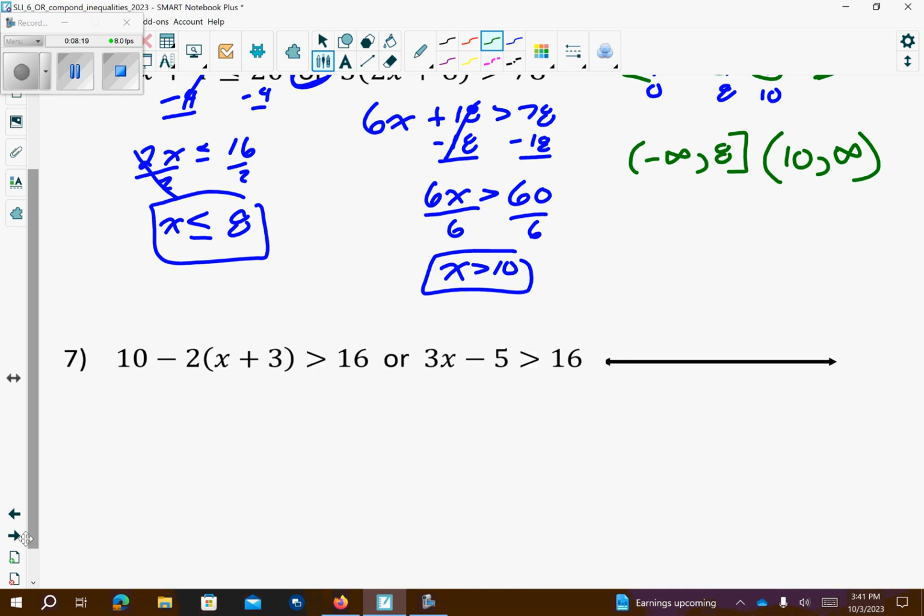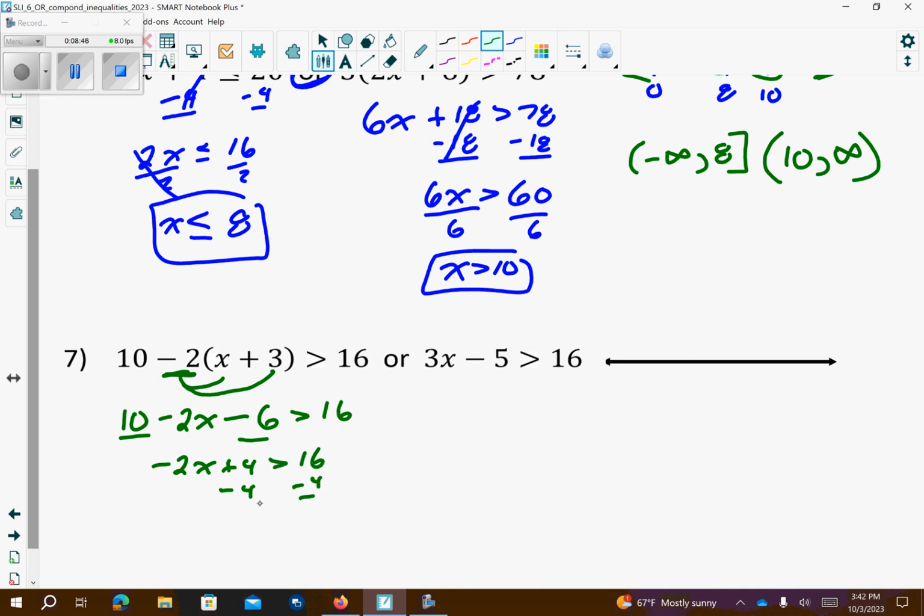Let's try number 7, last one. Okay, remember I want to distribute -2 both here and here. So the 10 is left alone for right now. -2 times x is -2x. -2 times 3 is -6. It's greater than 16. These are like terms, so I want to go ahead and combine them together, and then go ahead and solve for x.